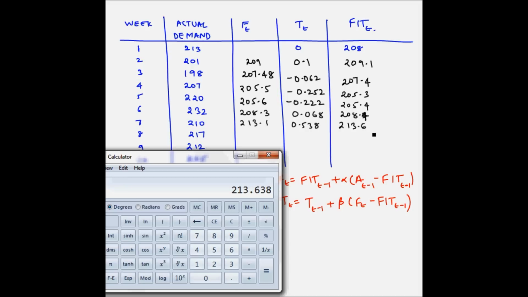if such an example has to be solved in order to find the forecast including trend. So this way you can continue calculating the remaining forecasts.